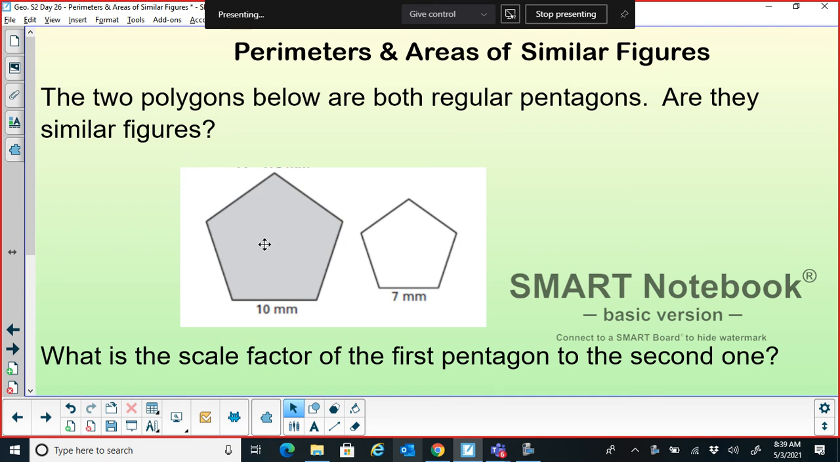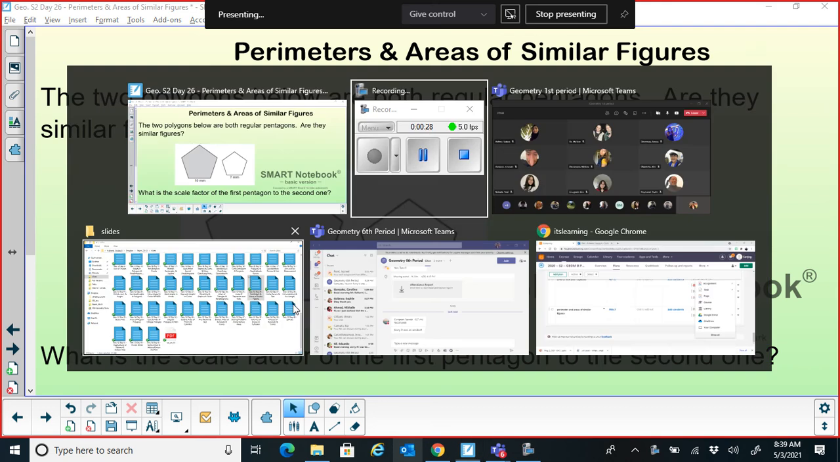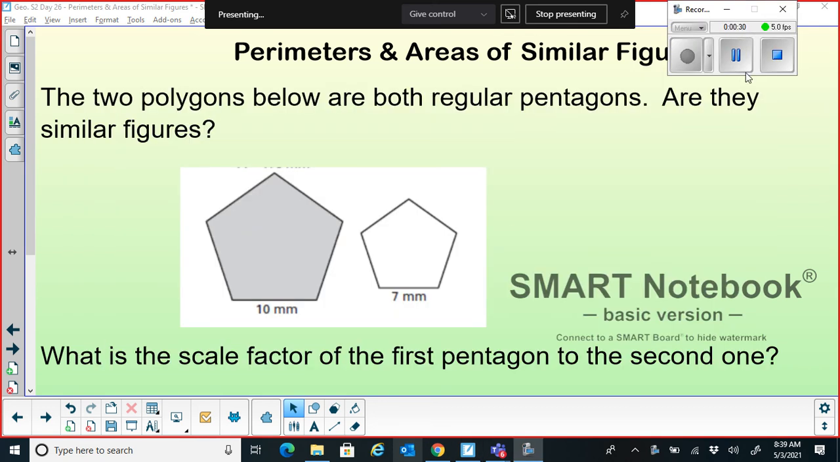Tell via chat, are they similar? What do you think? Do you think they are similar or not? Or you can tell me there is not enough information as well. Use chat to tell me whether these two pentagons are similar or not.